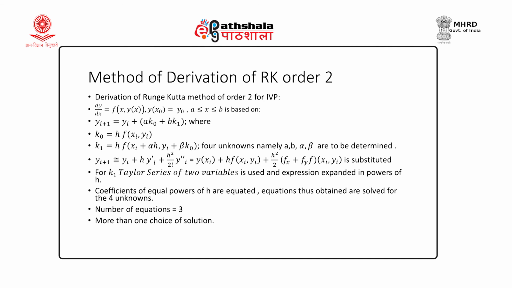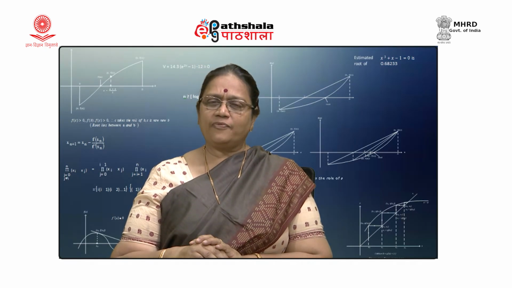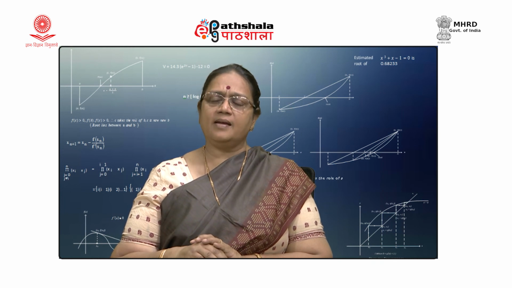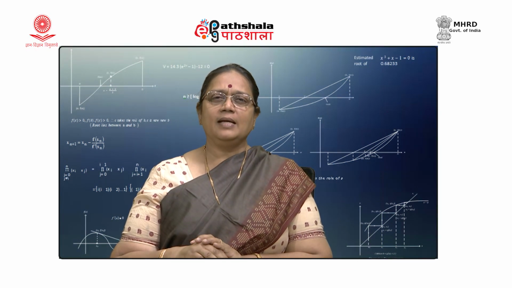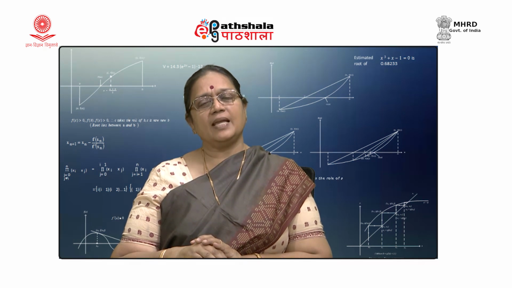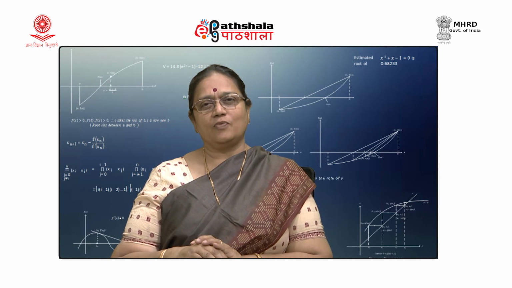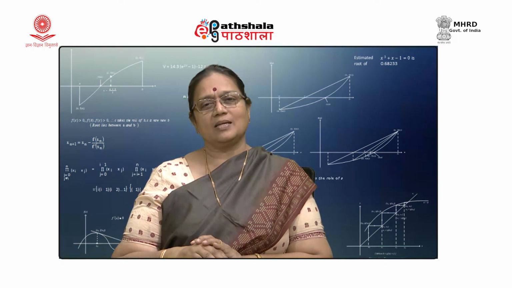So, in this Runge Kutta method of order 2, we get 3 equations and 4 unknowns to be solved for, so we are free to choose one of them, and as a result there are more than one formula which are used in practice. For convenience, the simplest is to take the coefficients a and b equal to half, alpha equal to 1 and beta equal to 1 by 2, which is the most common Runge Kutta formula of order 2. There is one other also where alpha is taken as 2 by 3 and beta is taken as 1 by 3.